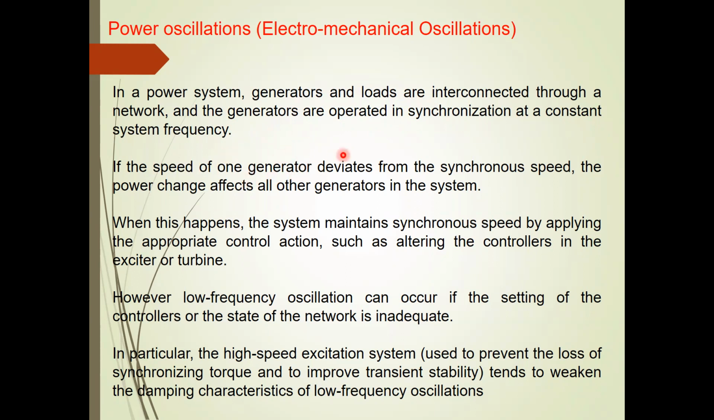If the speed of one generator deviates from the synchronous speed value, then this will result in power flow in the network. And if this takes place, it is important that we maintain the synchronous speed of that particular generator by applying some regulation, some control action. That means you change the control parameters. It could be either on the exciter side or on the governor side, that is, the turbine side.